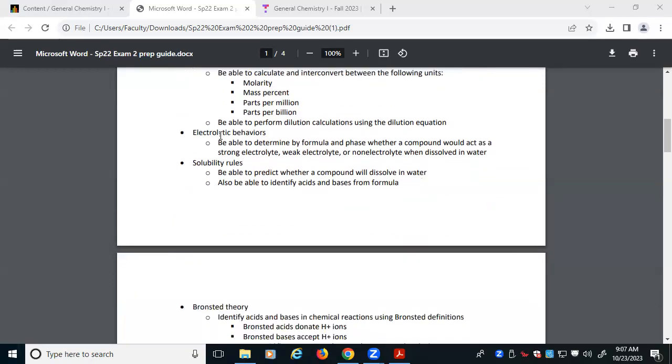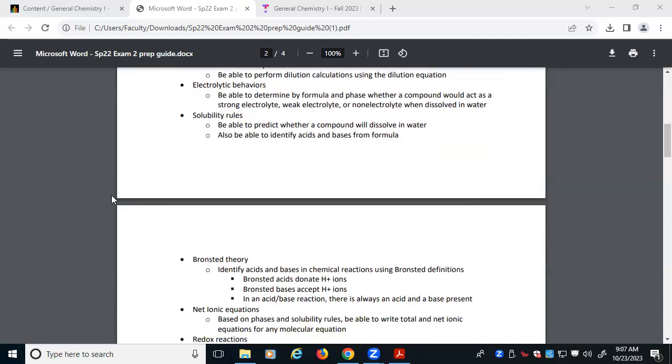You do need to know, and you saw this in the module 5 quiz, about electrolytes. Can I look at a compound and determine what kind of electrolyte it is? Can I put it into one of those 6 bins like we did in the solubility rules proficiency?